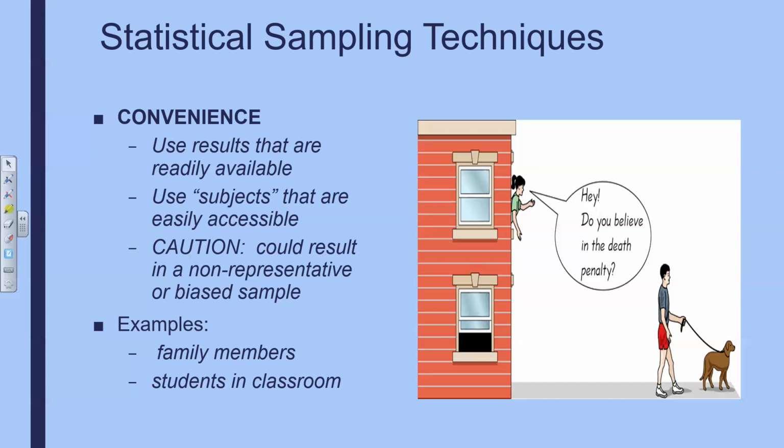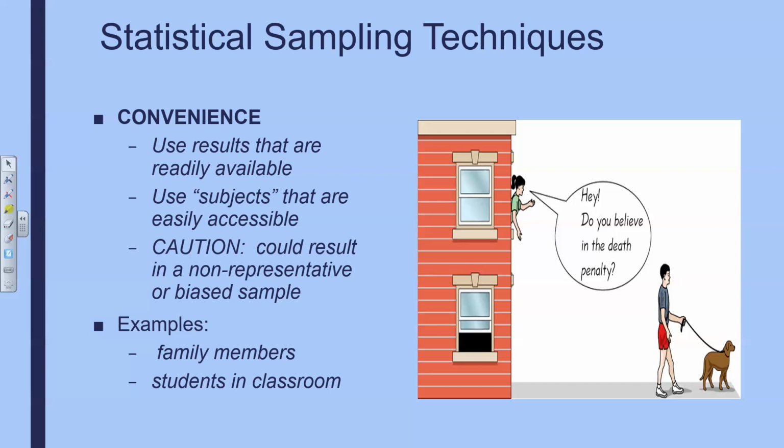Another convenient sample. Hey, y'all listen to the radio? Sometimes they'll ask a question and you can call in. That's a convenient sample. They have access to you because you're listening to the radio. Of course, then you get to choose whether to participate or not. But they have access to you.